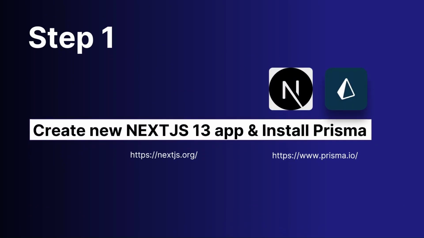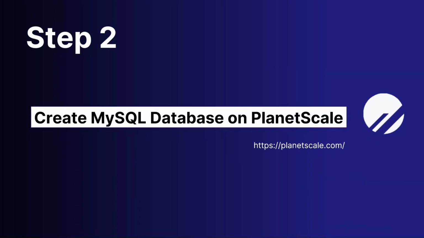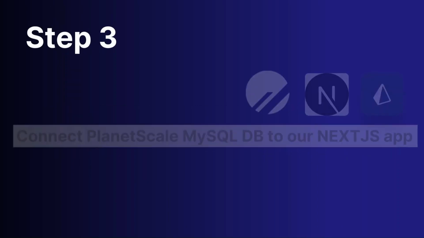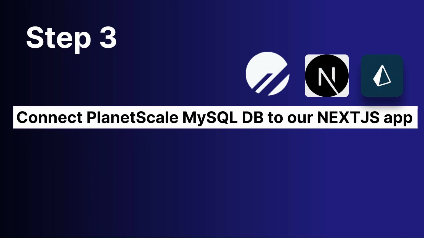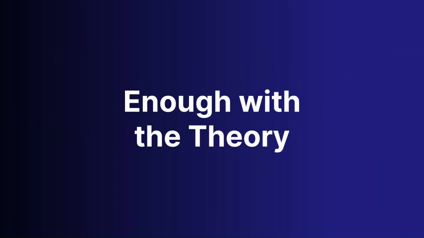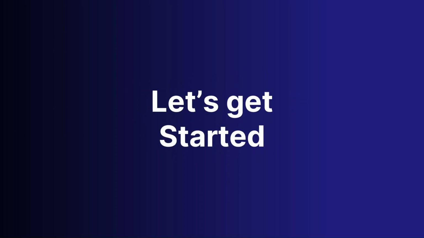Now to make this REST API, there are various steps. The first step is to create a brand new NextJS 13 application and install Prisma. Prisma is nothing but an ORM to interact with the databases. Step two is to create a MySQL database on PlanetScale. And step three is to connect the PlanetScale MySQL database to our NextJS application. Enough with the theory, so let's get started with the practical part.